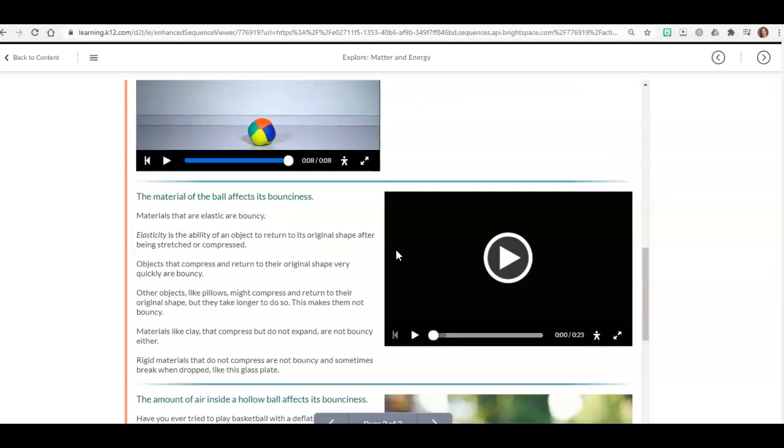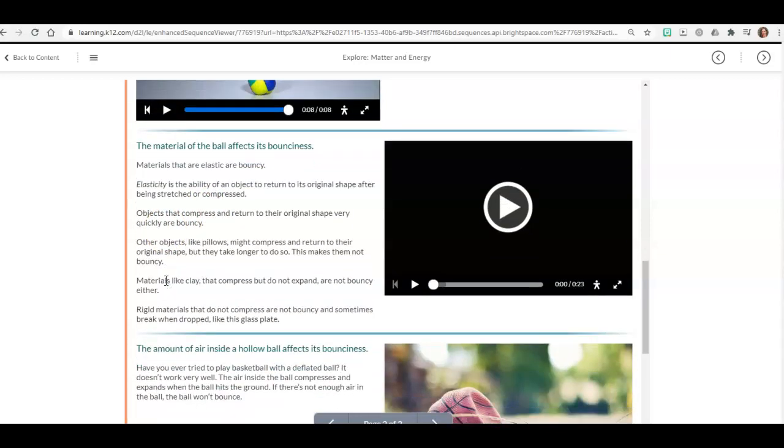So that means that the material of the ball affects its bounciness. Materials that are elastic are bouncy. So elasticity, this is a word you might want in your notes. It's the ability of an object to return to its original shape after being stretched or compressed. And you'll see coming into Unit 2 that this is a physical property that we'll look at if something is elastic or not. Objects that compress and return to their original shape very quickly are bouncy.